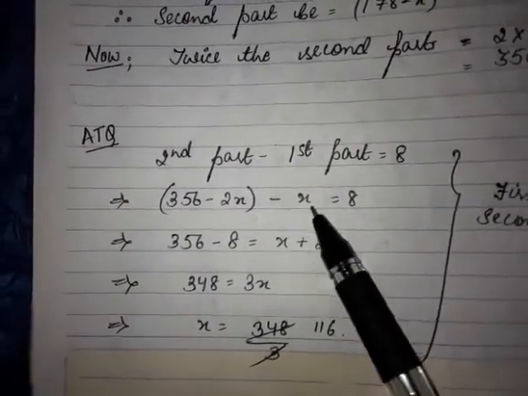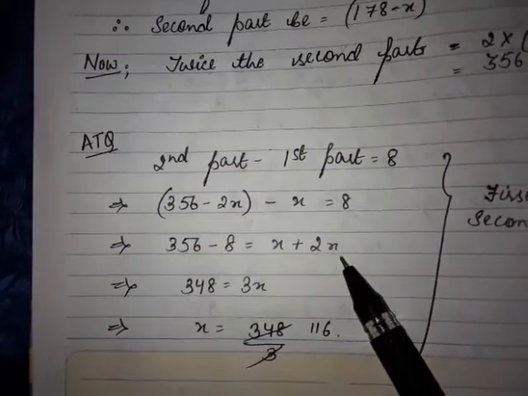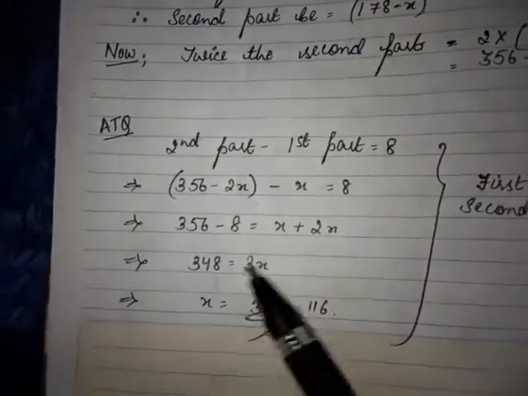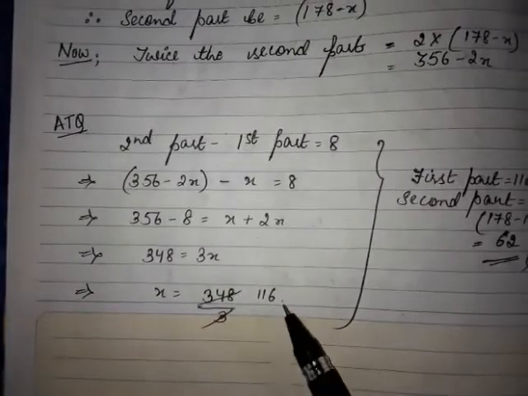So this minus x has to be brought to the right hand side, so it will become plus x and plus 2x. Why plus 2x? Because this minus 2x goes to the right hand side, becomes plus 2x. So 348 is equal to 3x, x is equal to 348 by 3, that is 116.